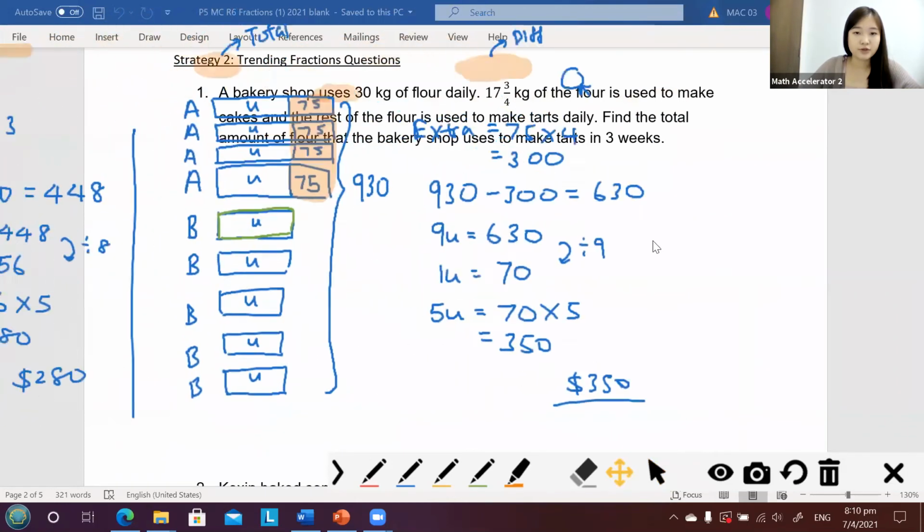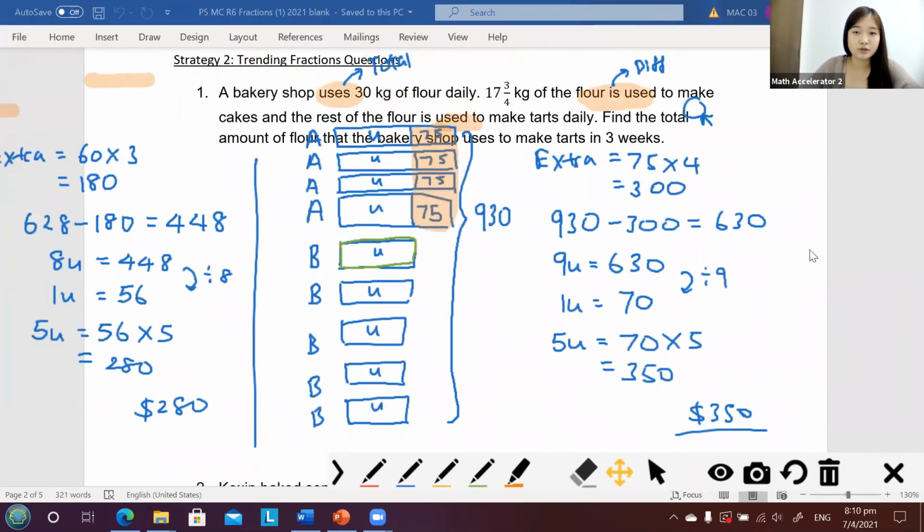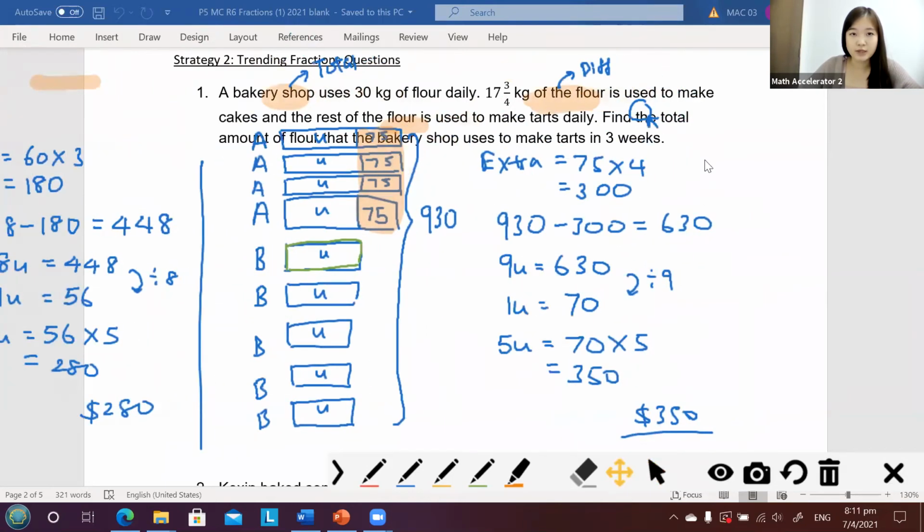Okay, and if you have your own method of drawing the model, you can also do your own method. If you get the same answer, then that's good. Yes, there are other ways, but no time, we need to go to trending fraction questions. If you want to know more methods, then you come for our regular lessons. Then we can teach you even more methods. They have many choices. Okay, finish up. We go to the next one.